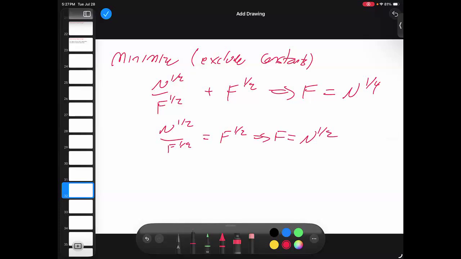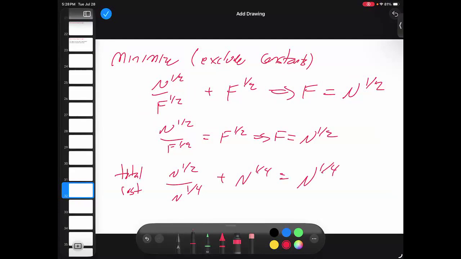But did I do it wrong? Oh, so f is n to the 1/2, right? Yeah, I just wrote the wrong thing. Yes. So f is n to the 1/2. And so then the total cost is going to be n to the 1/2 over n to the 1/4, right? Because I have f to the 1/2. If f is n to the 1/2, the square root of f is going to be n to the 1/4. Plus f to the 1/2, which is going to be n to the 1/4. This is order n to the 1/4.